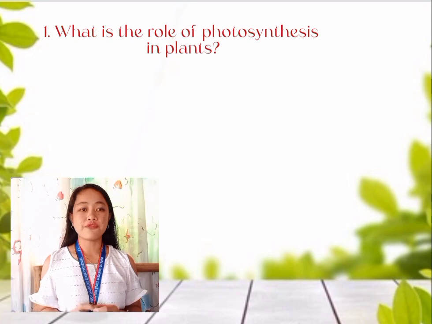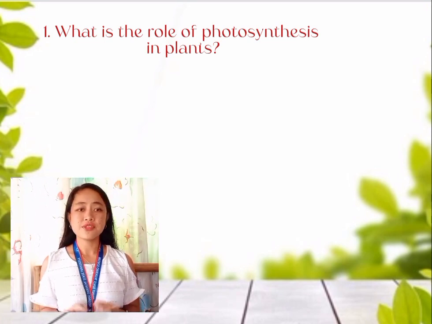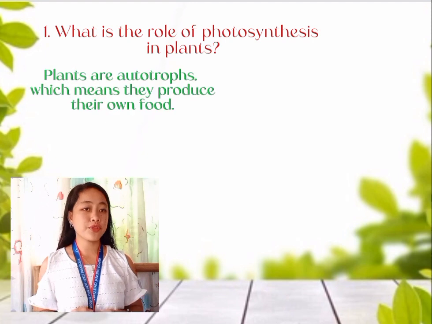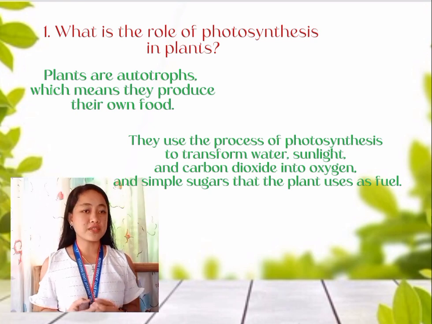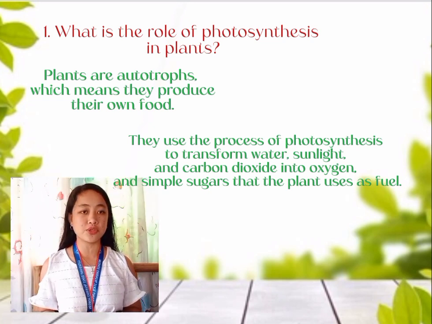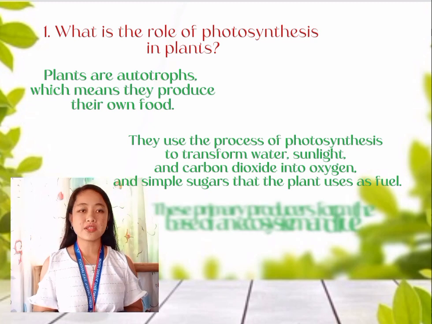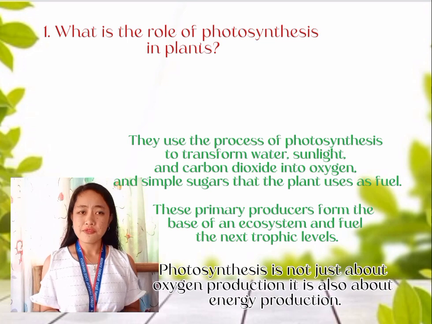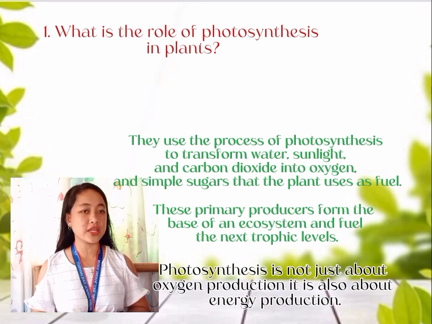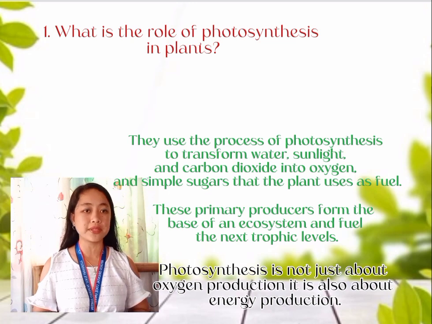What is the role of photosynthesis in plants? Plants are autotrophs, which means they produce their own food. They use the process of photosynthesis to transform water, sunlight, and carbon dioxide into oxygen and simple sugars that the plant uses as fuel. These primary producers form the base of an ecosystem and fuel the next trophic levels. So, photosynthesis is not just about oxygen production, it's also about energy production.